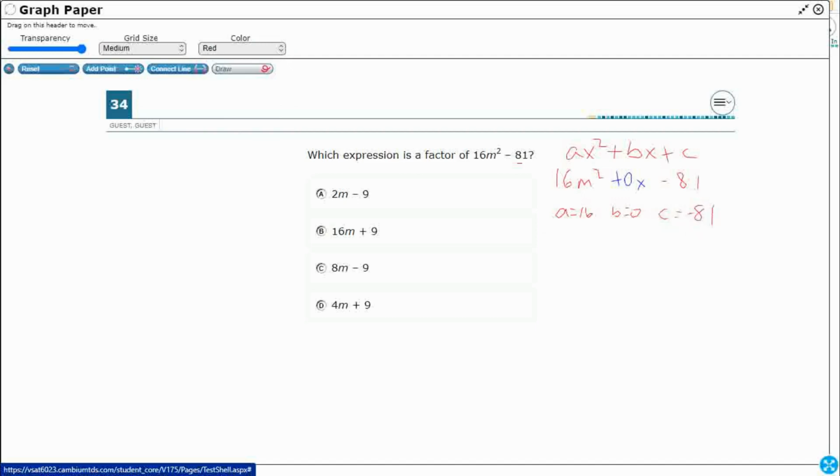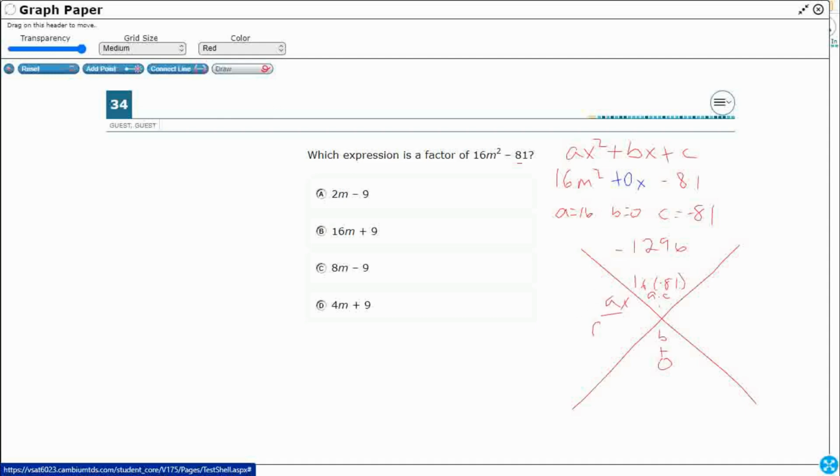If I have all that, I can do my diamond method. So I'm going to use my a times c. My b goes down there, so a times c is 16 times negative 81. If we put that out there, 16 times negative 81 is going to get us something real big, but don't worry, we're not going to have to factor all of that. It's going to be negative 1296, but we're not going to have to write the factors for that, because take a look at what we're looking for: b. We're looking for 0. So we're looking for two numbers that multiply to negative 1296, but then add to 0.